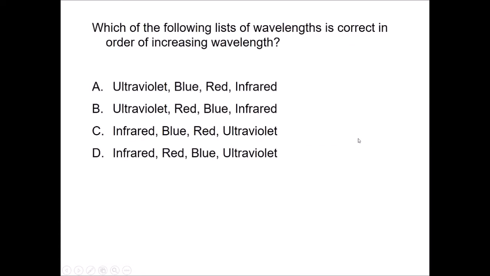So this question here: which of the following lists of wavelengths is correct in order of increasing wavelength? That would mean as you go down the list, the wavelengths would be going up. You may want to pause the video here. The answer is A. Like I said, this is kind of the bare minimum I'd want you to know. I'd prefer you to know all 7 types of light. But if you remember the 3 here, ultraviolet, blue and red (which are visible), and infrared in that order, that would be great.